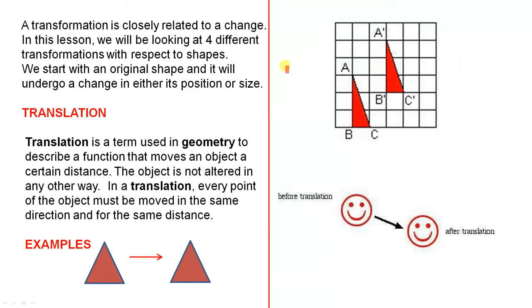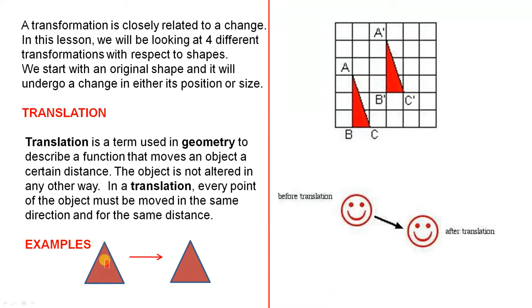Now the first transformation we'll be looking at is called a translation. Let's look at what that means. Translation is a term used in geometry to describe a function that moves an object a certain distance. The object is not altered in any other way. In a translation, every point of the object must be moved in the same direction and for the same distance.